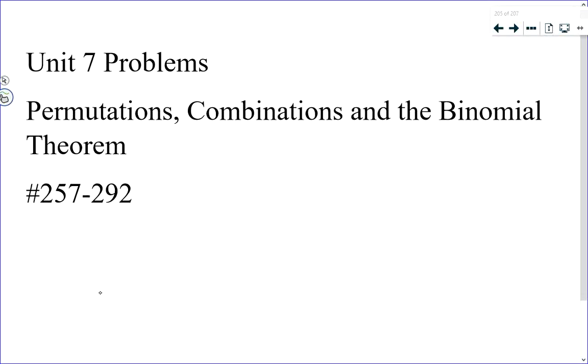That's the end of Unit 7. Unit 7 was permutations, combinations, and the binomial theorem. And the sample questions that I have in that big handout are from 257 to 292. I would remind you, however, throughout the semester, you've been given lots of review material from all 7 of the units, so you shouldn't limit yourself necessarily to the year review handouts.